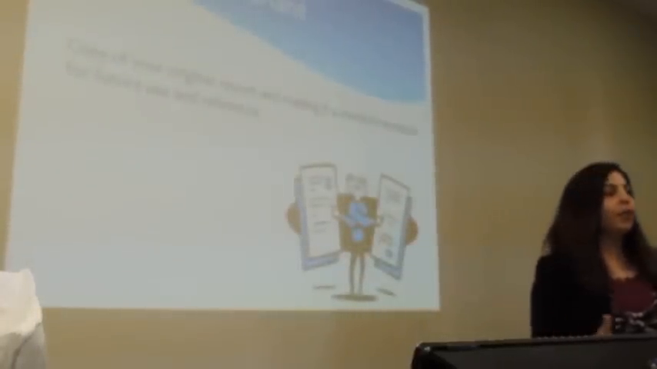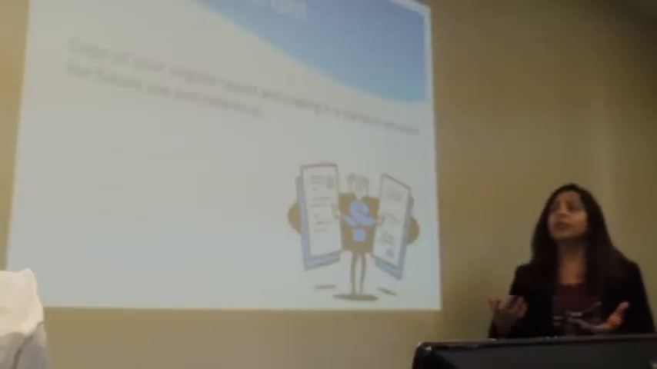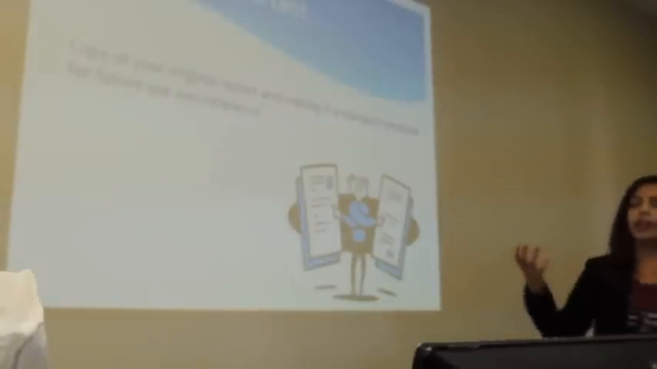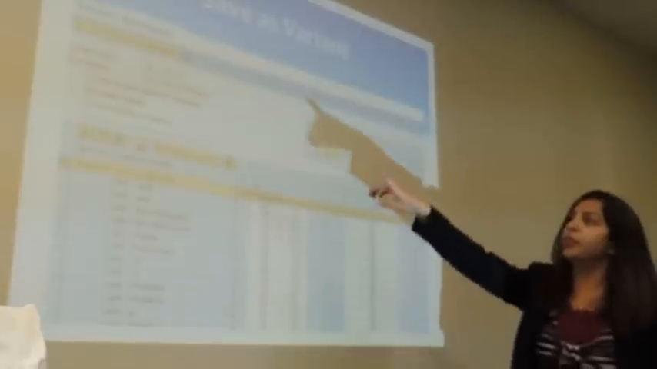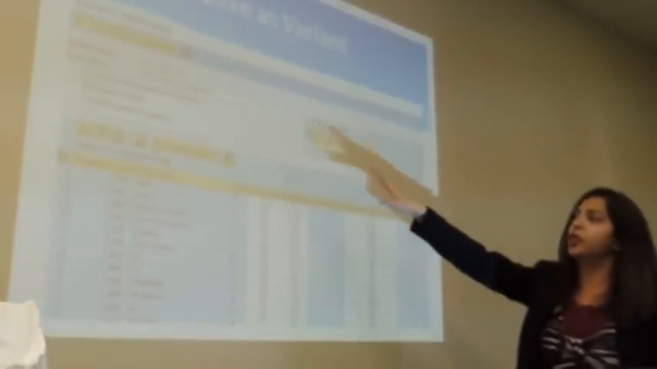A variant is a copy of the original report which we can save for later reference and for future use. So when we have generated that report in the standard structure, we can save it as a variant. This screenshot shows you where you can save it. You have to give the variant name and the description.